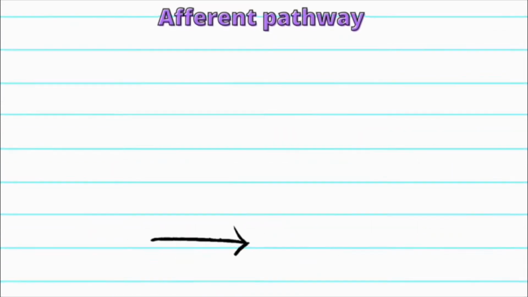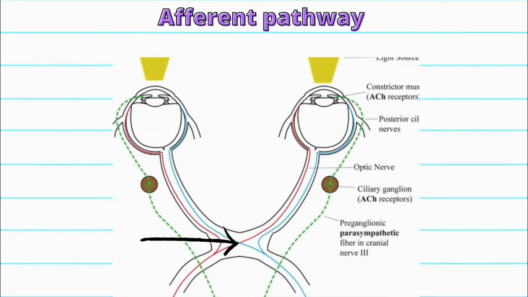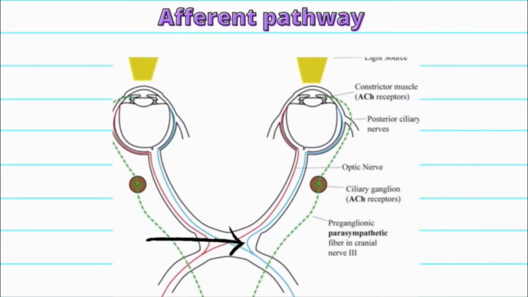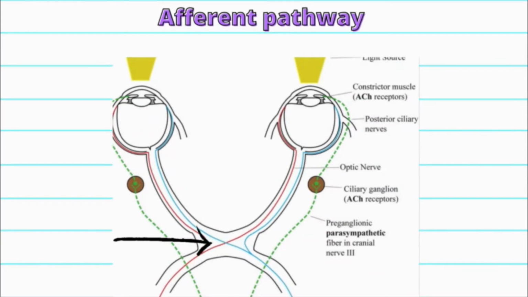From the optic nerve, these fibers are then relayed to the optic chiasm. Now, at the optic chiasm, there is crossing over or decussation, where half of the fibers move to the opposite side and half of the fibers remain on the same side for each eye. The ones which move to the opposite side are known as the contralateral fibers, and the ones which remain on the same side are known as the ipsilateral fibers.